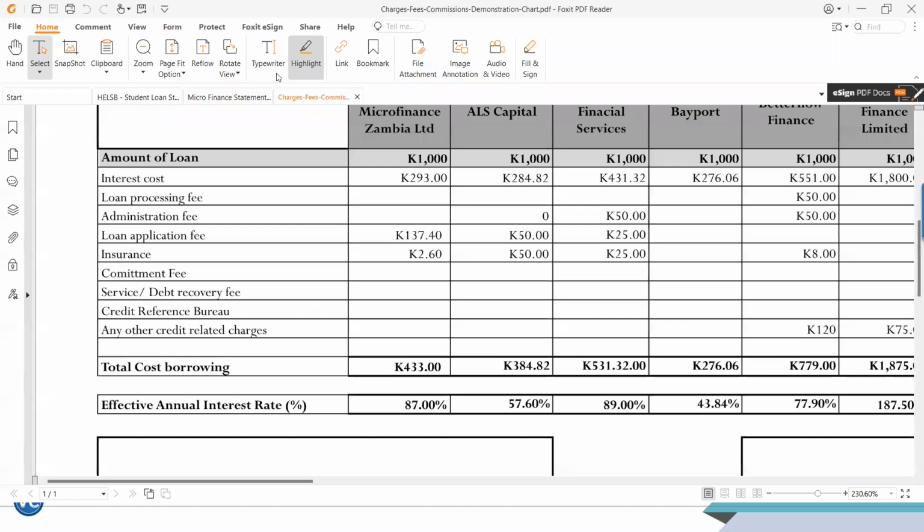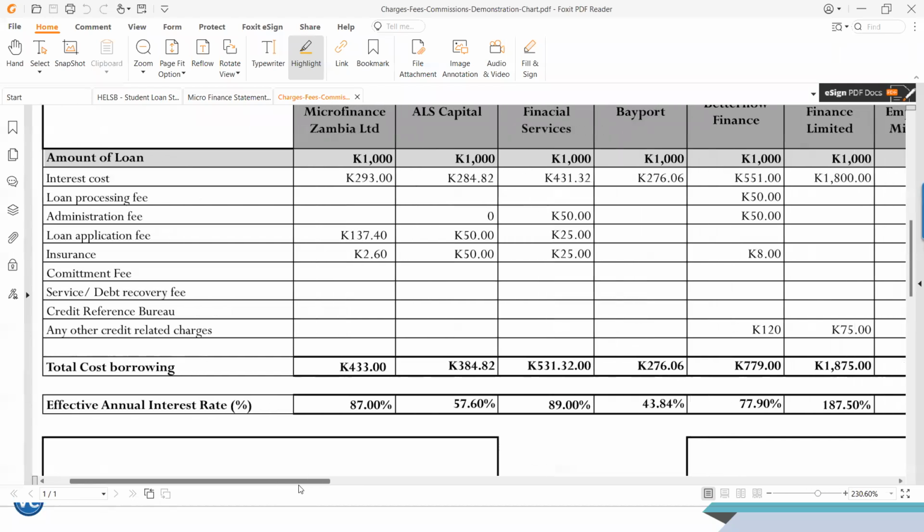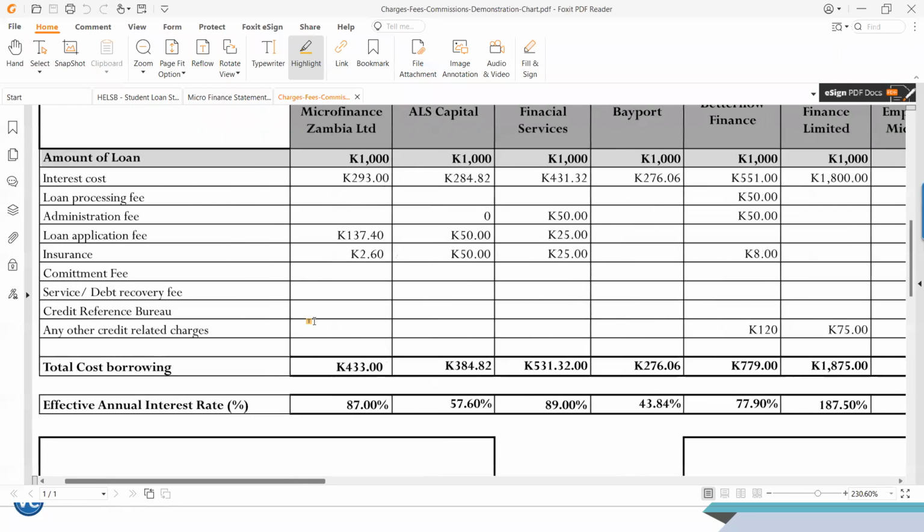So these ones here are saying, to borrow from Microfinance Limited, it will cost you 87%. This is the effective annual interest rate. And basically, these interest rates vary from one institution to another simply because of these T's and C's and all these other related costs. Administration fee of 50 kwacha. And then loan application fee. You are trying to borrow money and then they're even charging you money for the loan application, which is 137 kwacha, which is almost half of the actual interest that you're going to pay back.